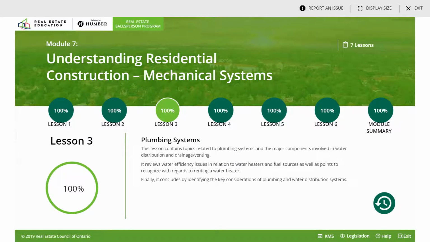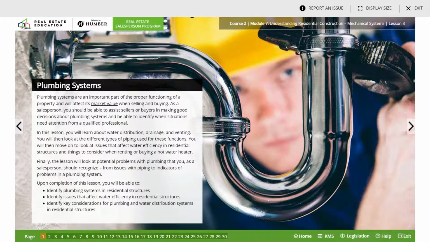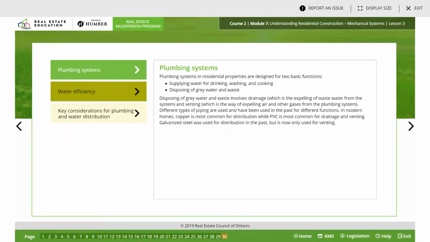Lesson 3, they talk about plumbing systems. Again, we're going to go to the end and just summarize the whole lesson. Plumbing systems in residential properties are designed for two basic functions: supplying water for drinking, washing, and cooking, and disposing of gray water and waste.